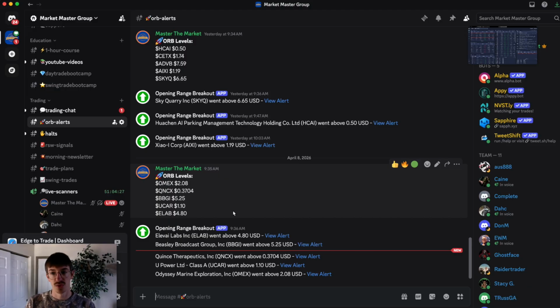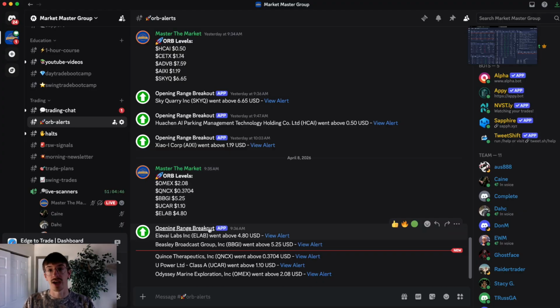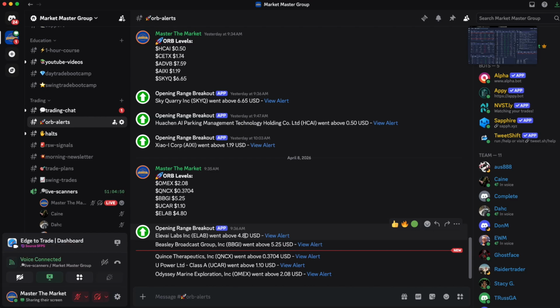Now, because of that, since this was a great gap and go candidate for the morning, this was listed in our opening range breakout alerts channel with an opening range breakout level of $4.80. And we can see that pretty much right away once that opening range breakout level was formed, our opening range breakout bot notified us that ELAB was moving above that 4.80 level.